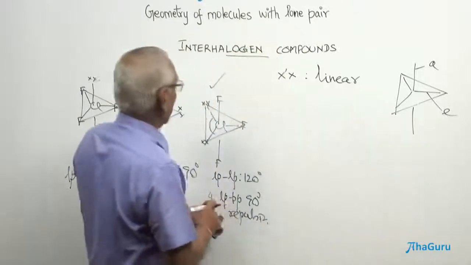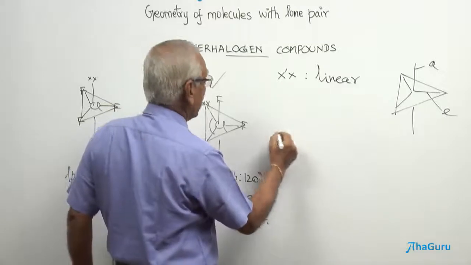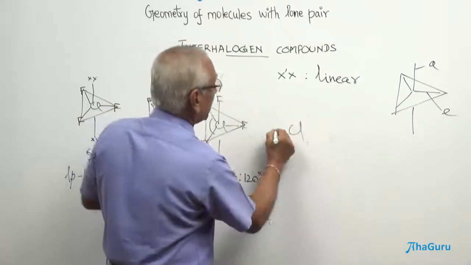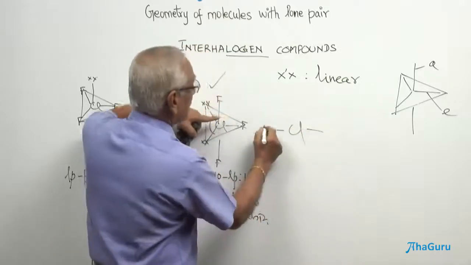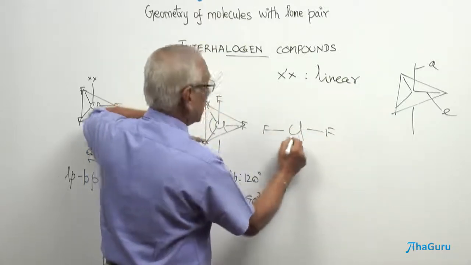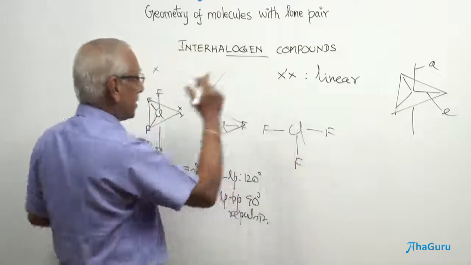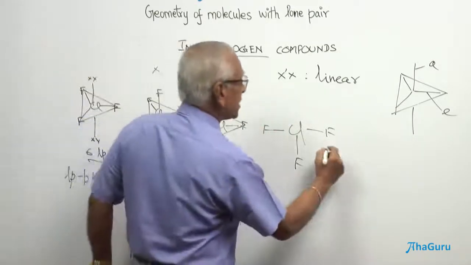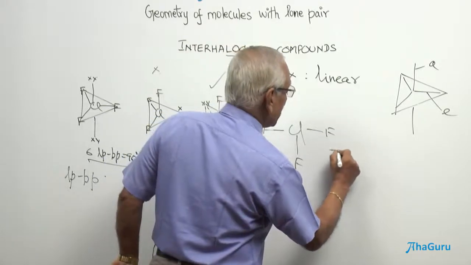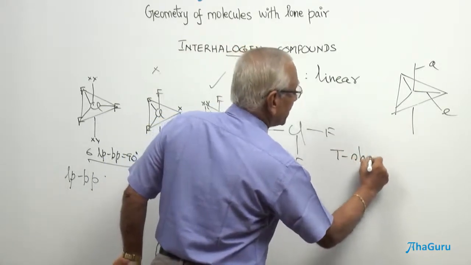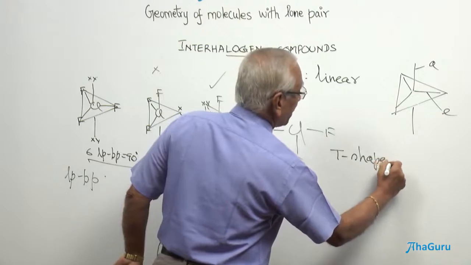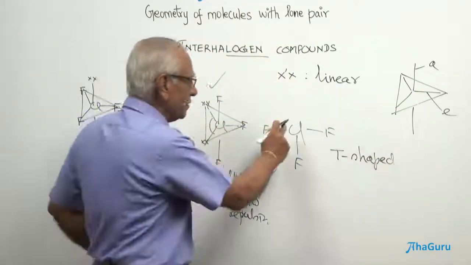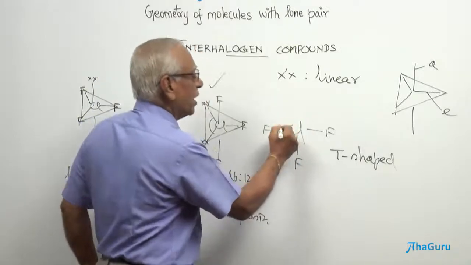Now, the shape of the molecule. For the shape of the molecule, we have to consider the chlorine. Let me tilt this molecule this way. I will put this fluorine here, this fluorine here. See here, I have not indicated the lone pairs, and therefore this is called a T-shaped molecule. This is called a T-shaped molecule, ClF3.